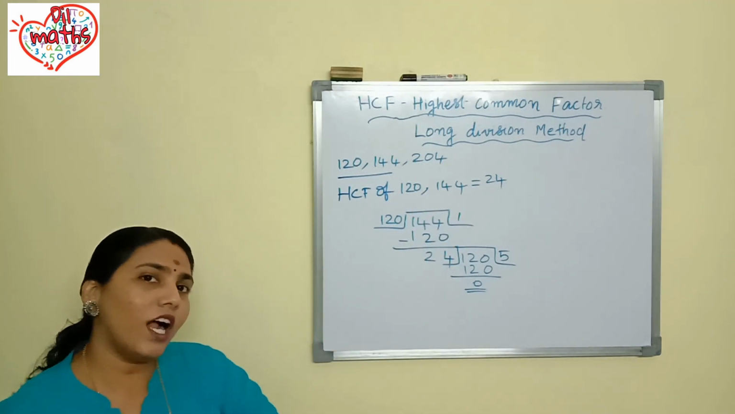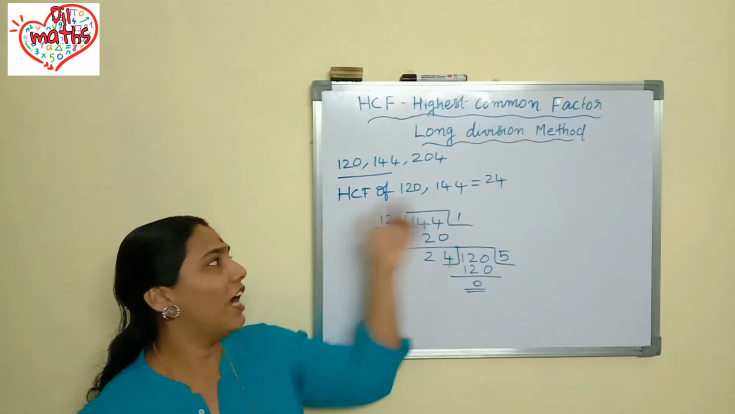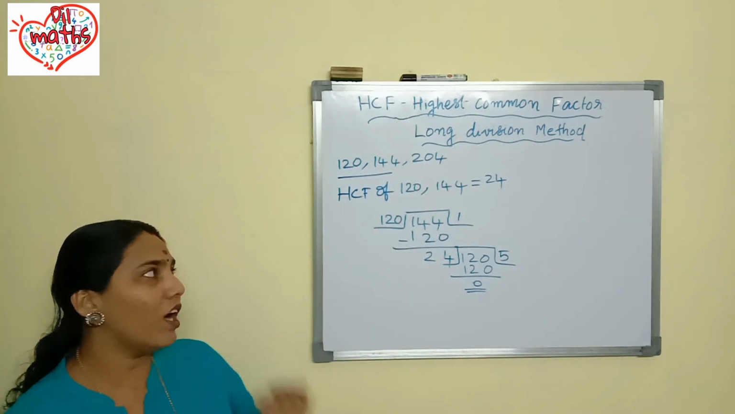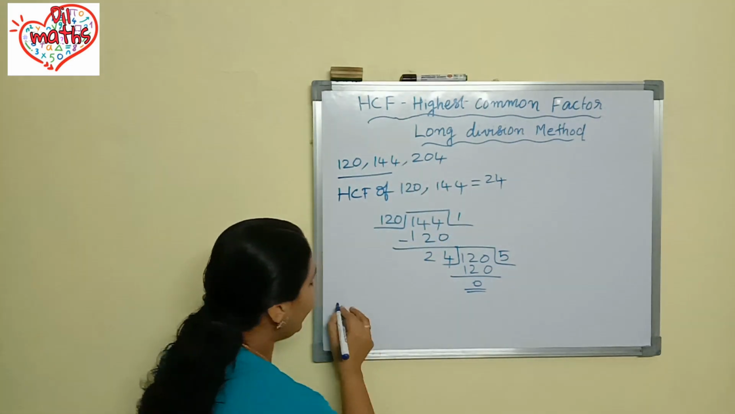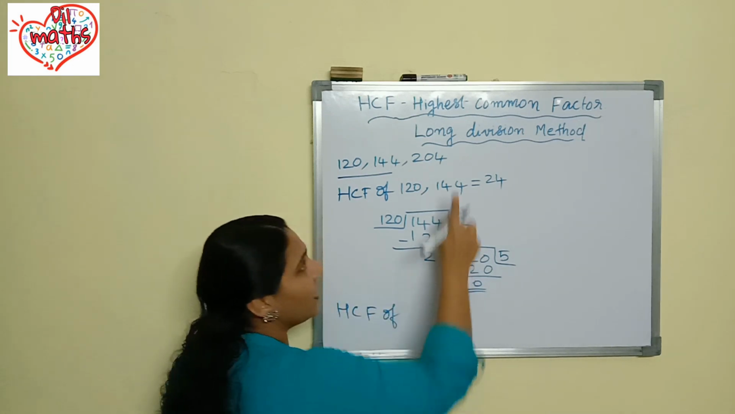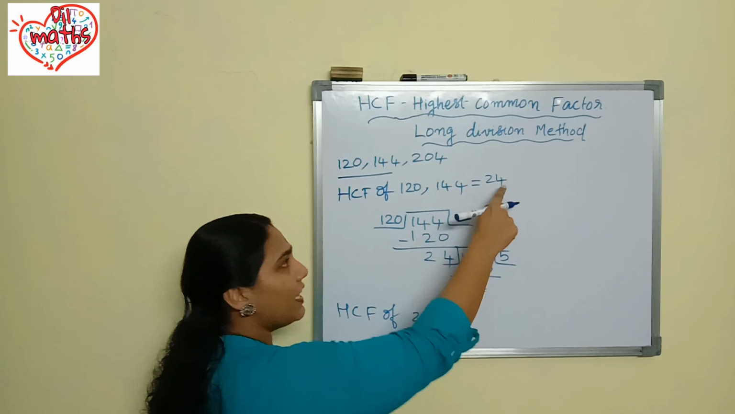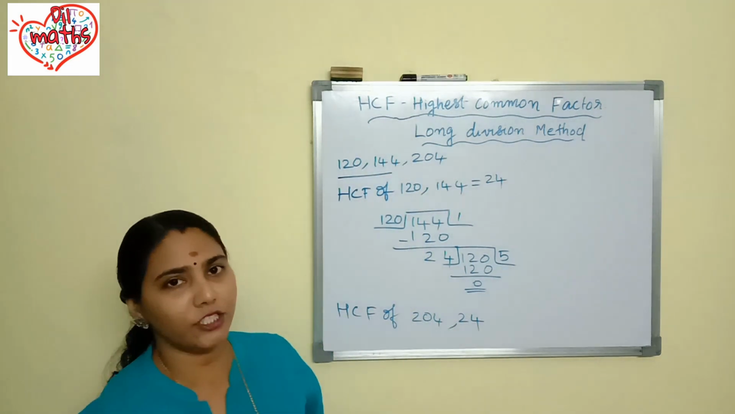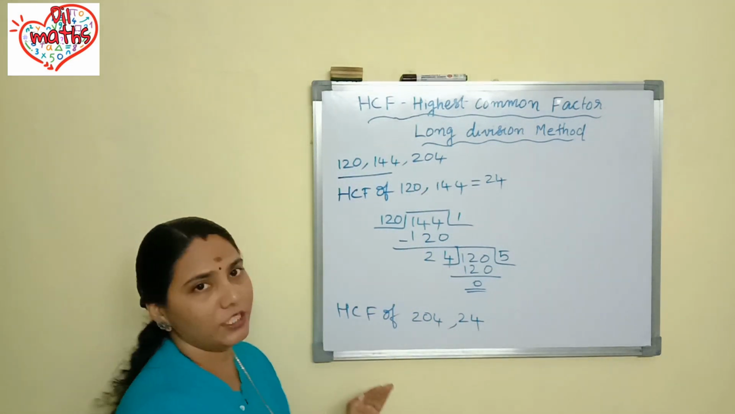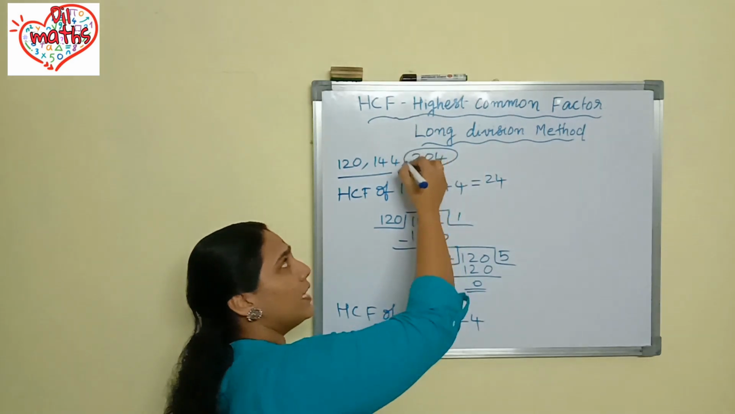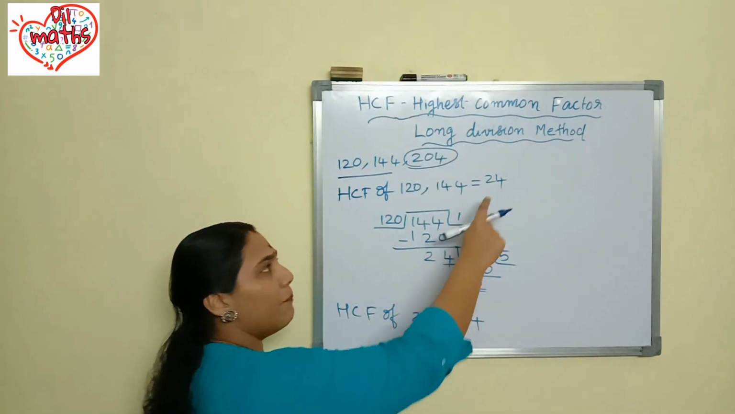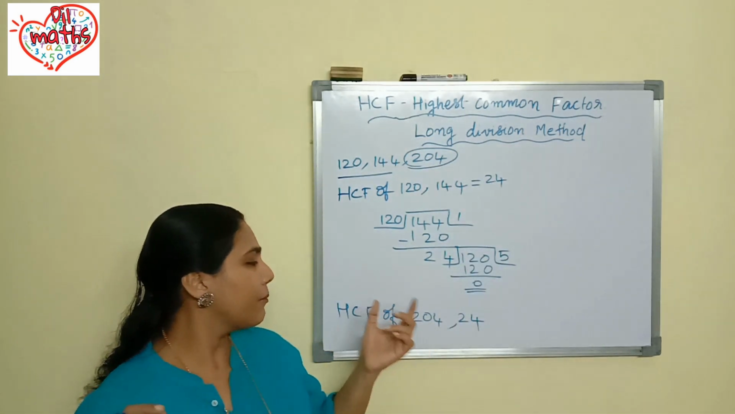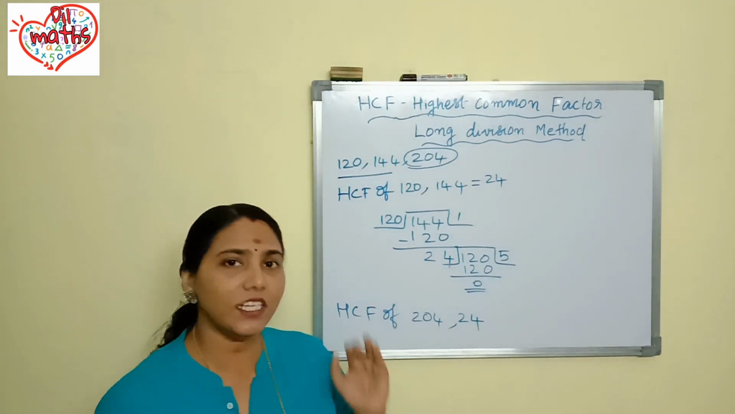Now what will you do? What is the next step? We should find out the HCF of 3 numbers. The last number is 204, and the HCF we got is 24. That means we should take this HCF and the last number, the number we left, 204, and find the HCF of those two numbers. We should find out the HCF of 204 and 24 now.